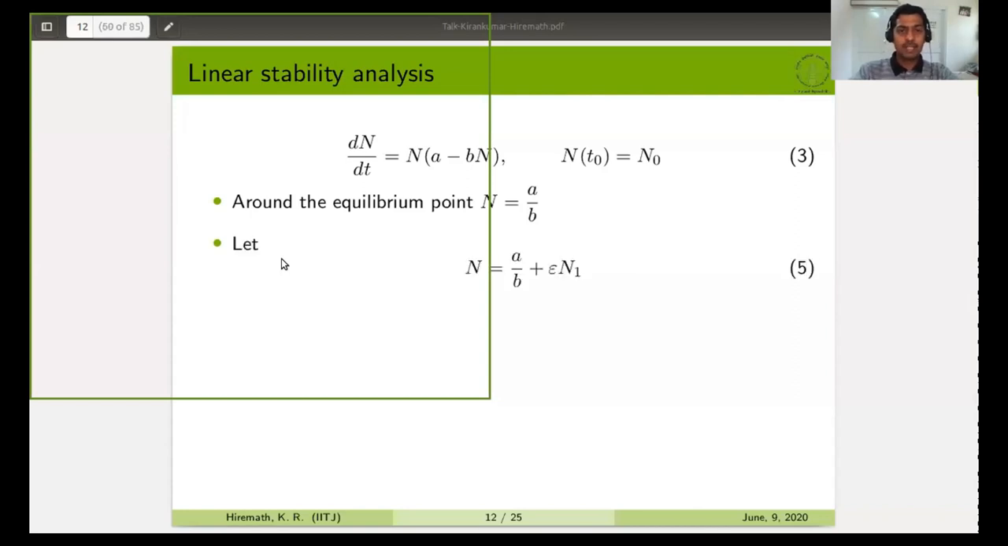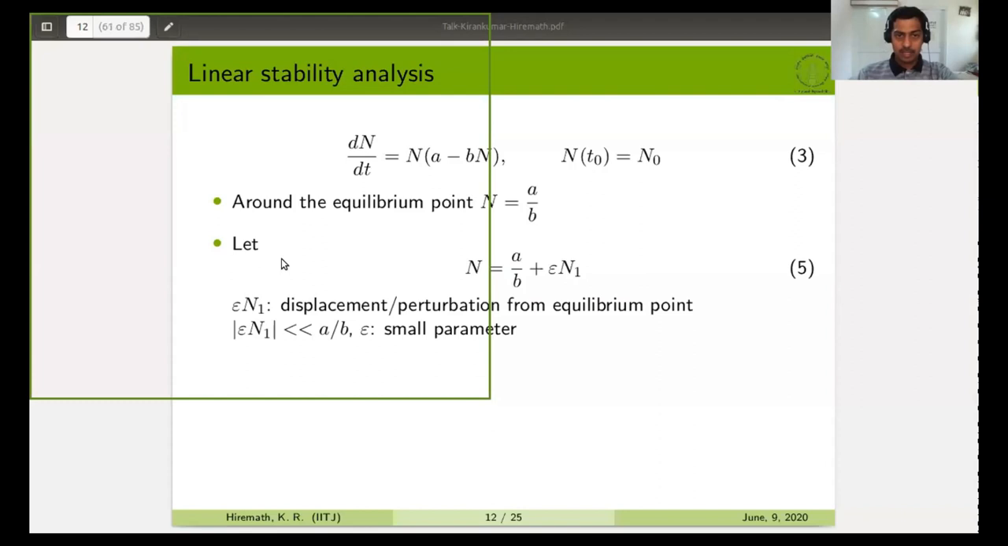Around this equilibrium point, let my solution be A by B plus epsilon times some correction term N1. This epsilon is a small parameter, and epsilon N1 is a small perturbation from the equilibrium point. We assume that epsilon times N1 is very, very small compared to A by B, where A and B are positive quantities.